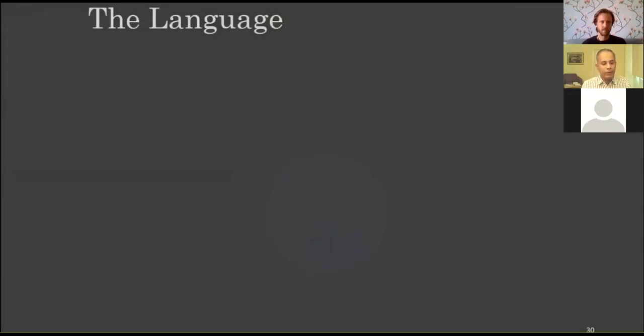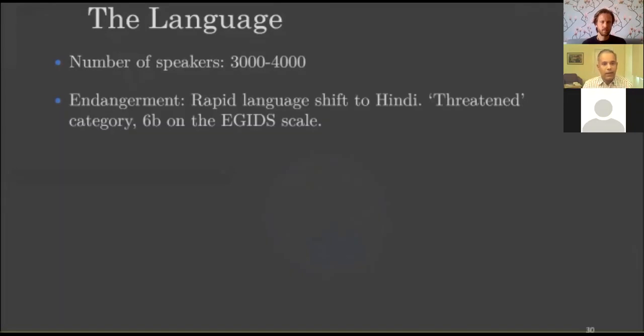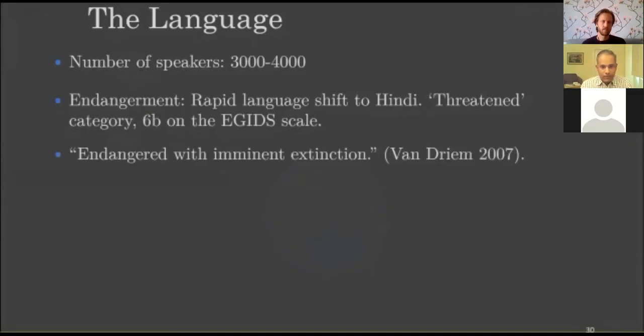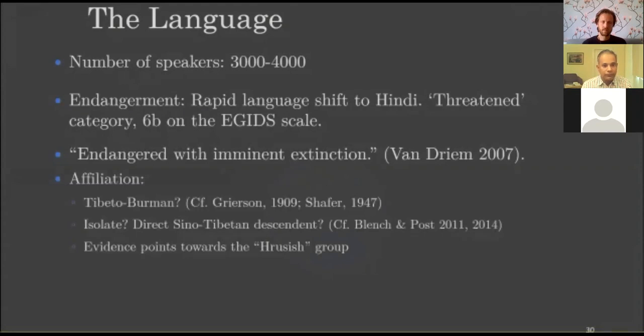Just a small introduction to the language itself. There are between 3,000 to 4,000 speakers of Hrusso Aka today. There's a rapid language shift to Hindi, and it's definitely threatened and classified as a 6B language on the EGIDS scale. It is, Van Driem says, endangered with imminent extinction within a generation or two.